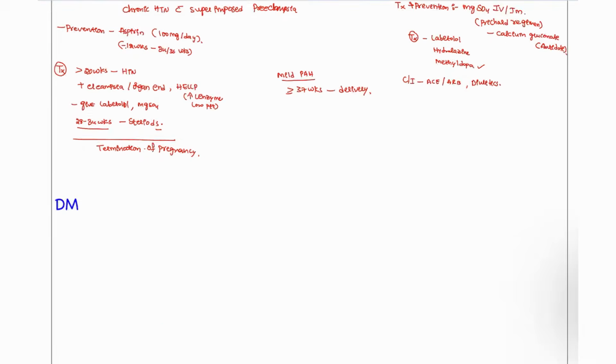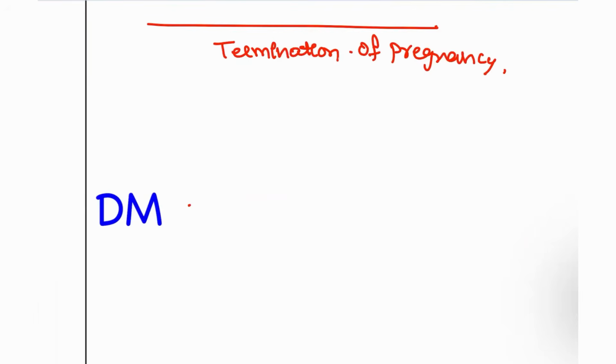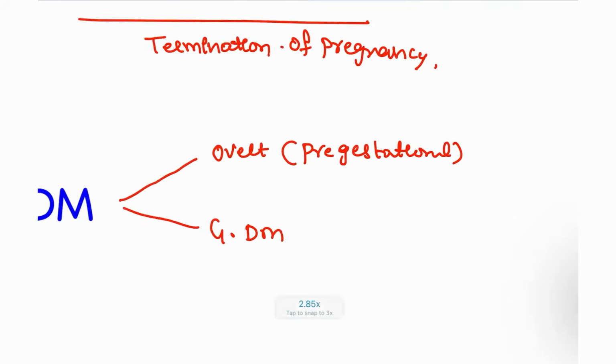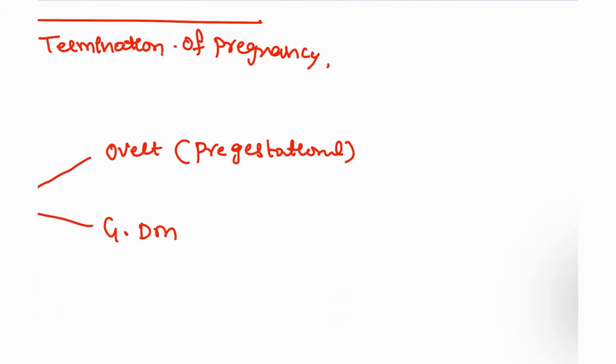Next disease is diabetes mellitus. Diabetes mellitus is divided into the overt diabetes mellitus, that means it is pre-gestational, where the patient is already suffering from the diabetes. Next, the other one is the gestational diabetes mellitus. So what is the difference for these both patients? Usually the overt diabetes mellitus is in females who conceived with the diabetes status. Okay, so from day one of the pregnancy, they are going to be diabetes mellitus only.